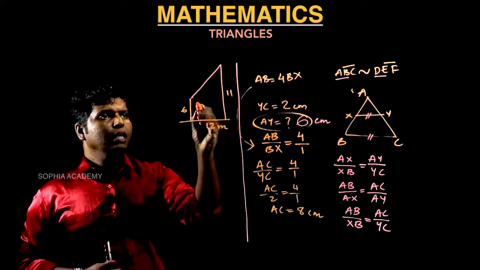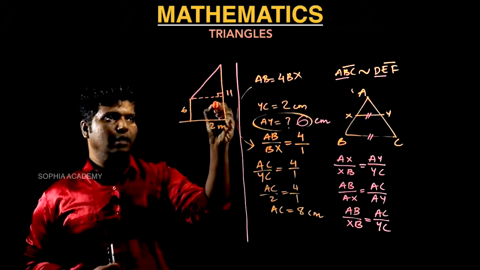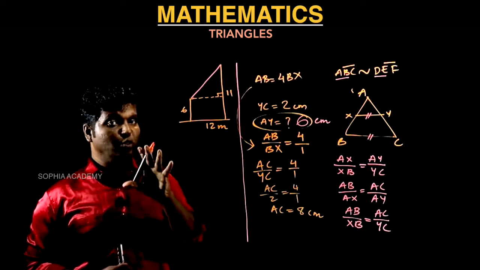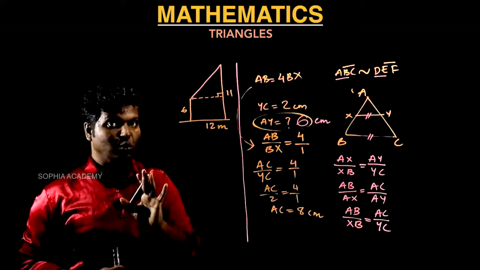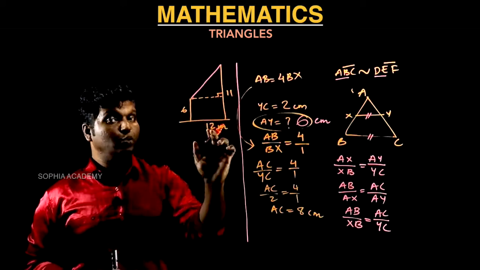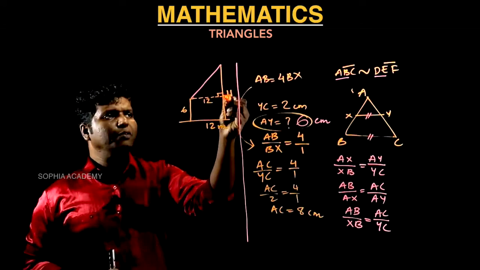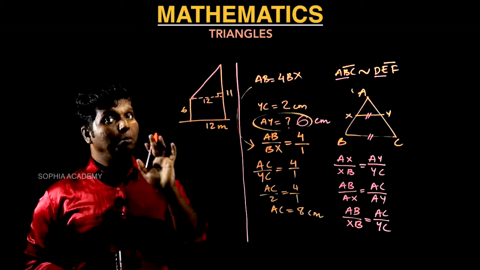So here, if I'm joining this one, this will become a right angle triangle, isn't it? In a right angle triangle, we are going to use the theorem of Pythagoras, the Pythagoras theorem. So keeping this in your mind, the distance from here to here is 12 meters itself. And what is the distance from here to here? No idea, but it is given.